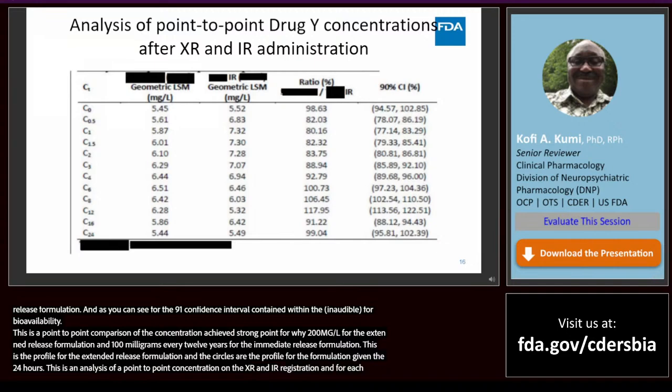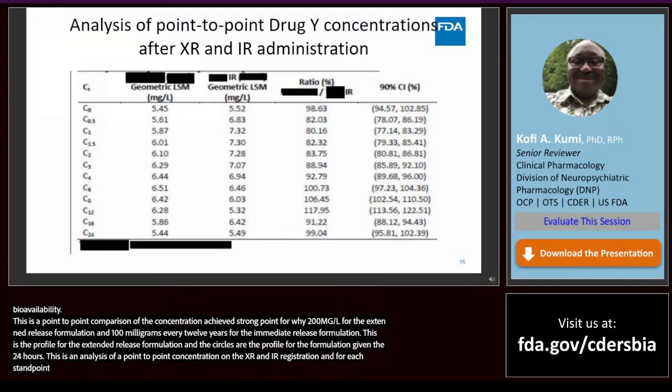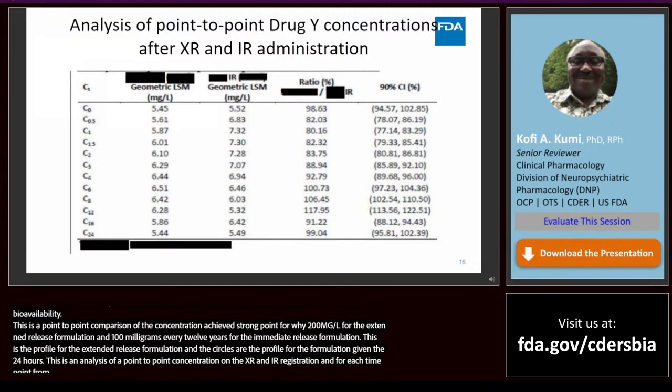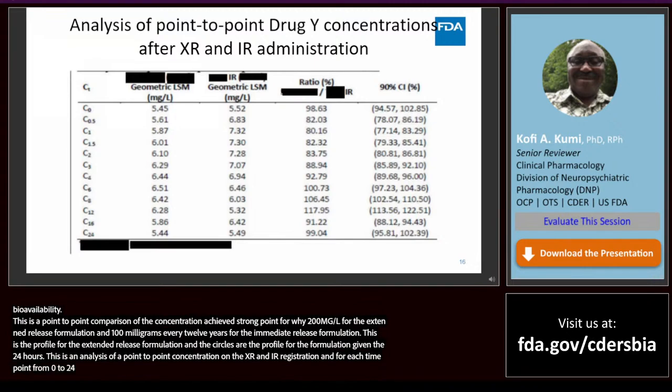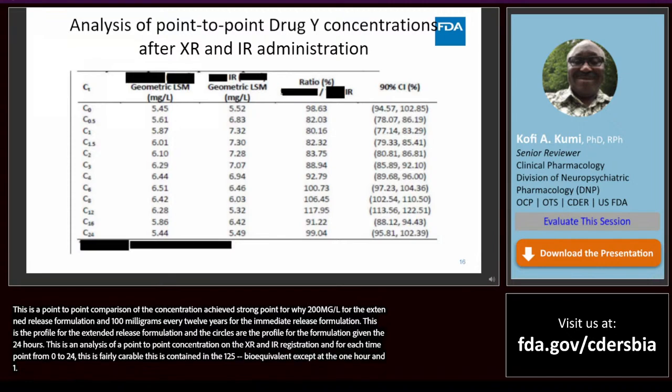This is analysis of the point-to-point drug Y concentrations after XR and IR administration, and for each time point from 0 to 24, as you can see, the ratios were fairly comparable, and the 90% confidence interval contained within the 80 to 125 regulatory criteria for bioequivalence, except at the early time points of 0.5, 1 hour, and 1.5, where the lower limits were outside the 80% lower limit of the 80 to 125 regulatory criteria.